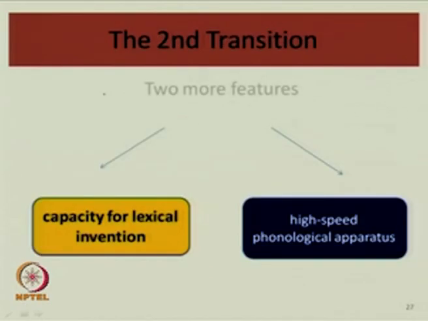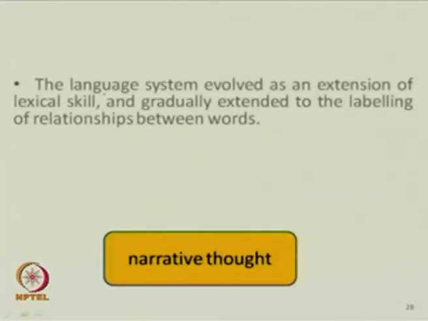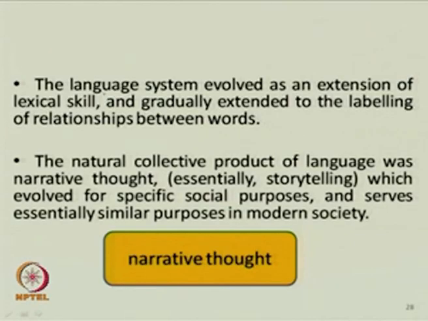Now the second phase added 2 more features, and we have seen this: capacity for lexical invention and a high-speed phonological apparatus. This is why this is important for culture. Particularly, it is the rudimentary system which goes into the creation of myths, and ultimately to the creation of literature, for instance, of stories, right. It is important for us from the cultural studies point of view, because it gave us narrative thought, right.